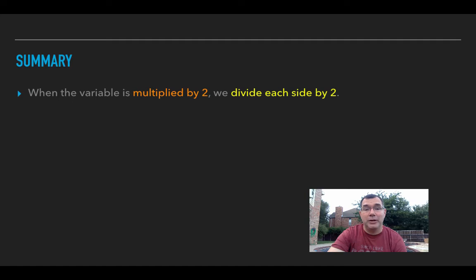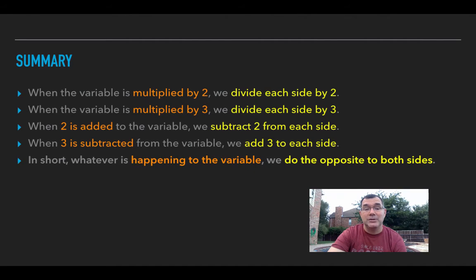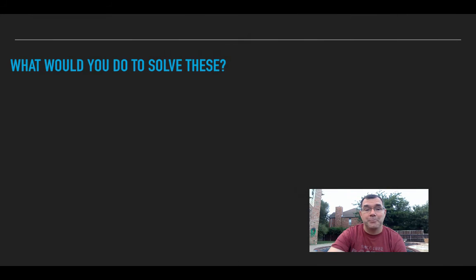Okay, so here's a summary. Whenever the variable on the left is being multiplied by 2, that means I need to divide both sides by 2. When the variable was multiplied by 3, I divided both sides by 3. When 2 was added to the variable, I subtracted 2 from both sides. And when 3 is subtracted, I added 3 to both sides. So whatever's happening to the variable, look at what other operation and whatever number is also on the same side as the variable, and you're just going to do the opposite of what that operation is with that number to both sides.